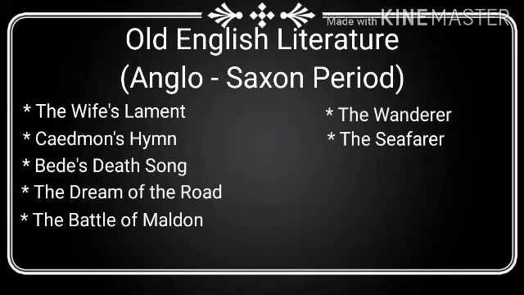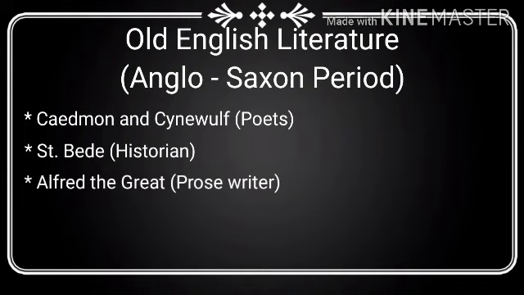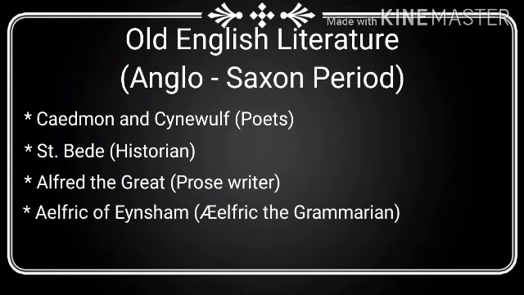Now let's come to the poets and the writers of that period. So the most important poets were Caedmon and Cynewulf. They were the only poets of that period. Then there was a historian called Saint Bede. He was very important. Alfred the Great was the greatest prose writer of that period. He was the king of Wessex. Also, there was a man called Aelfric, and he is today known for his grammar.